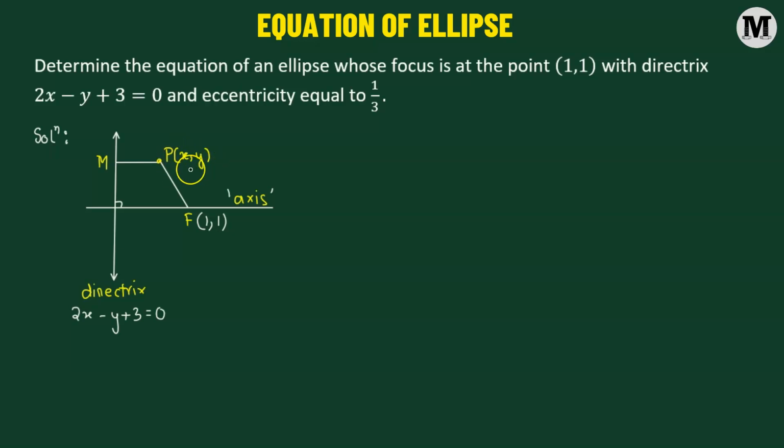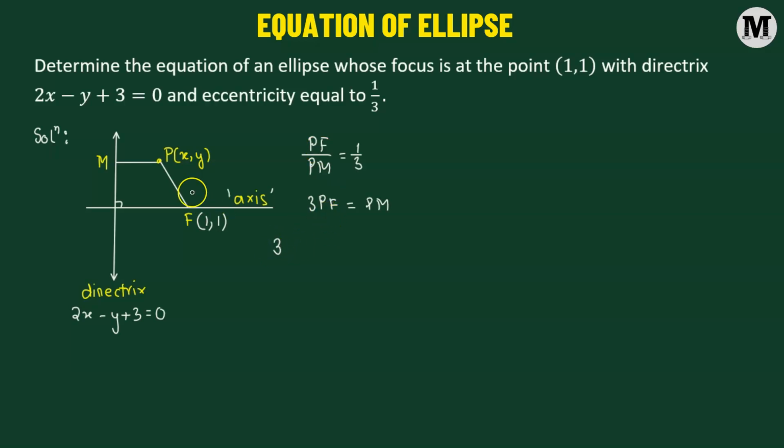P is the locus of the ellipse and its position is very important. It is chosen in such a way that if we take the ratio of the length PF to that of the perpendicular length PM, then this ratio is always a constant, and the constant is referred to as the eccentricity of the ellipse. That's given here that the eccentricity is 1/3. The eccentricity of an ellipse is always less than 1. So we'll use the condition that 3 times PF equals PM to derive the equation of the ellipse. Now let's begin.